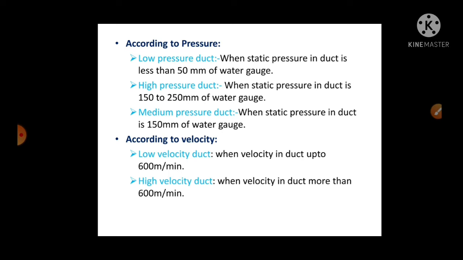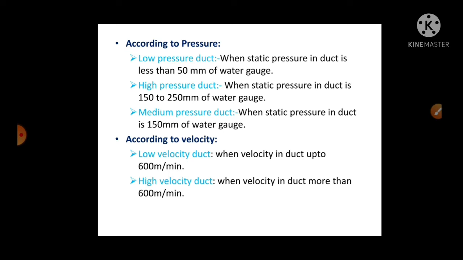So the pressure of air which is carried through the duct, when it is less than 50 mm of water gauge, then it is low pressure. When it is in between 150 mm to 250 mm of water gauge, then it is high pressure. And when static pressure in the duct is 150 mm of water gauge, then it is medium pressure duct.